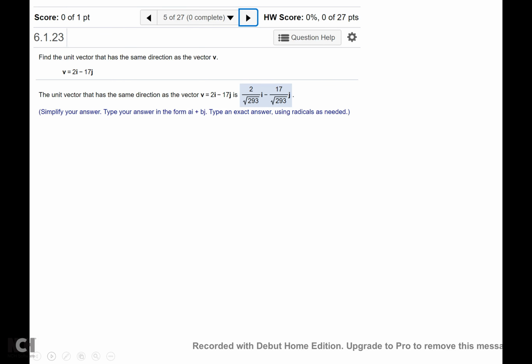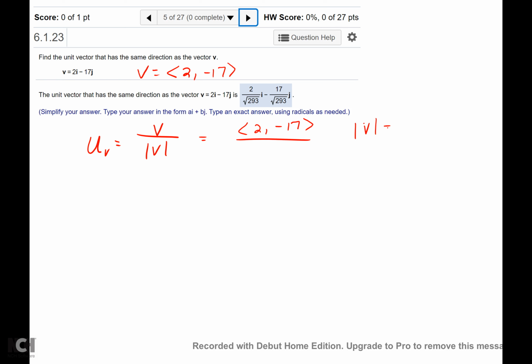Number 5, find a unit vector. Find the unit vector that has the same direction as the vector v. To find a unit vector, you take the vector over its magnitude. So my vector is going to be <2, -17>. So there's my vector on top. I've got to find the magnitude of v, which is going to be the square root of 2 squared plus -17 squared, which is the square root of 293. So that's what goes on the bottom.